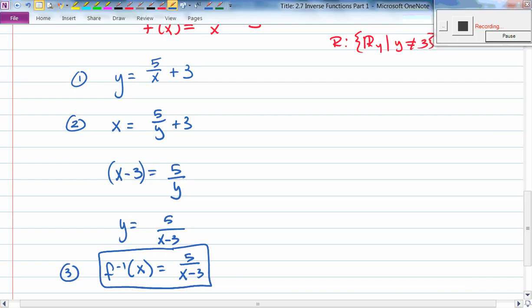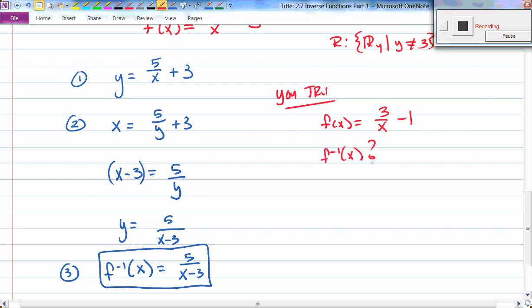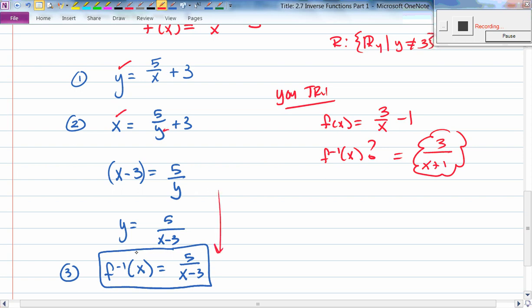All right? So here we go. I want you guys to try one right now. Okay? So a little you try right here. Same kind of box. I'm going to give you this one. f of x is equal to 3 over x minus 1. Okay? Please find f inverse of x. Okay, so you should have found that the f inverse of x was equal to 3 divided by the quantity of x plus 1. And you found that by step 1, let f of x become y. Step 2, switch the x and the y. Step 3, resolve for y, and that gives you f inverse of x.